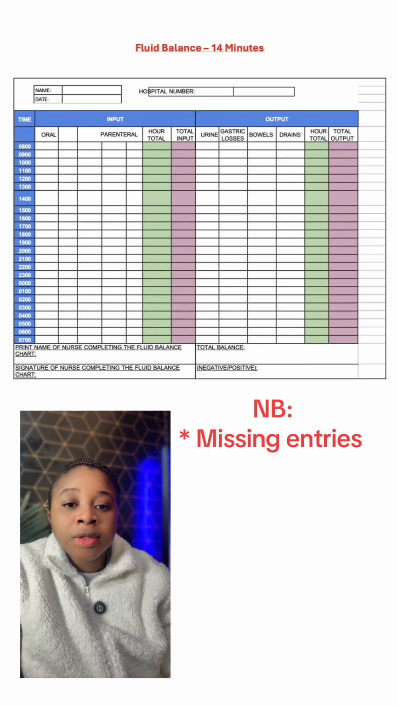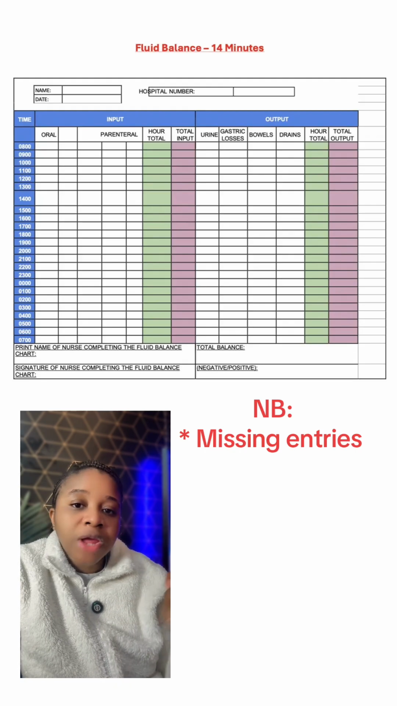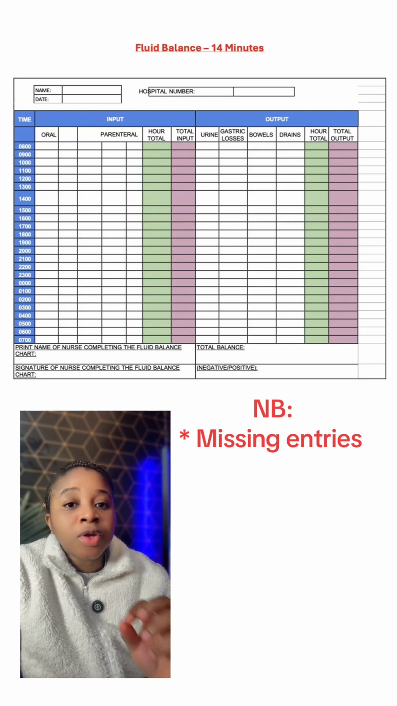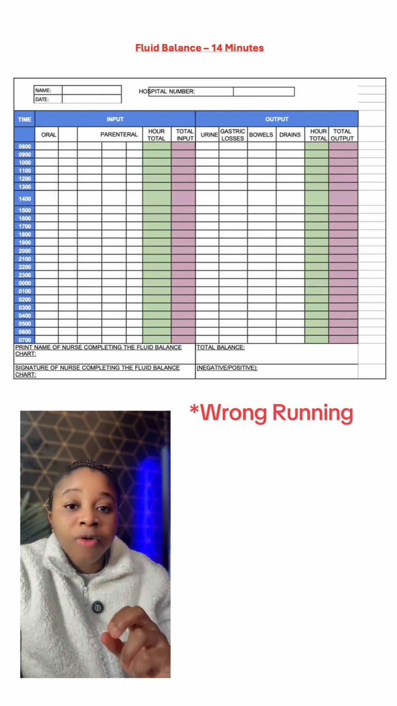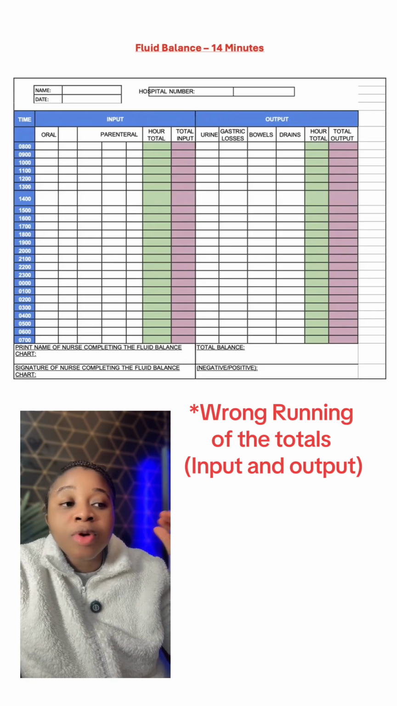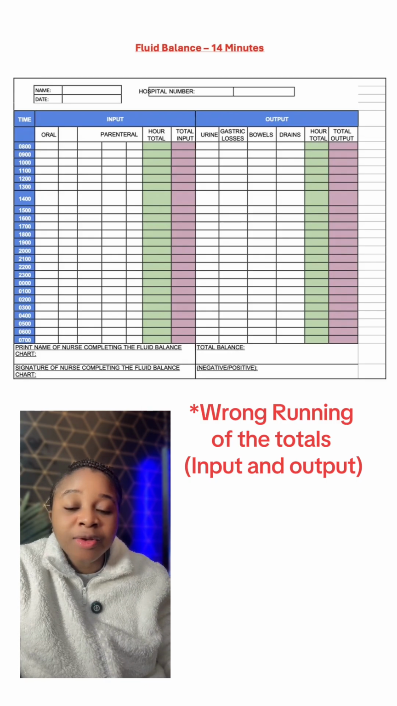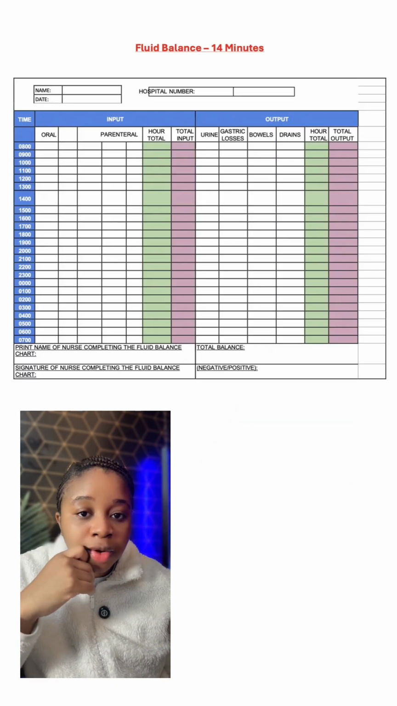Missing entries would also fail you, since you are documenting every intake or output. If you miss one entry, you will get the total balance as a wrong value, which could fail you in this station. The other thing is wrong running of the totals. So if you have the total as 300, you are supposed to write 300, and if you don't write 300 and you add 200, you are going to have a wrong value at the end of your total intake. So that could also make you fail the station. You have to keep note and not miss that.